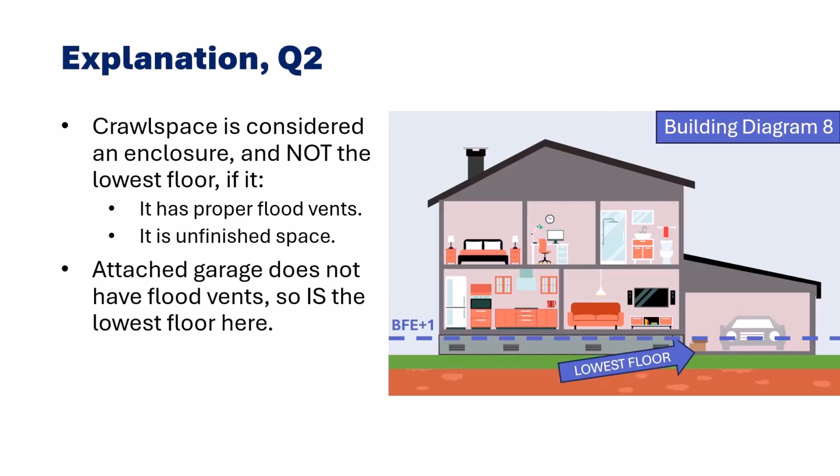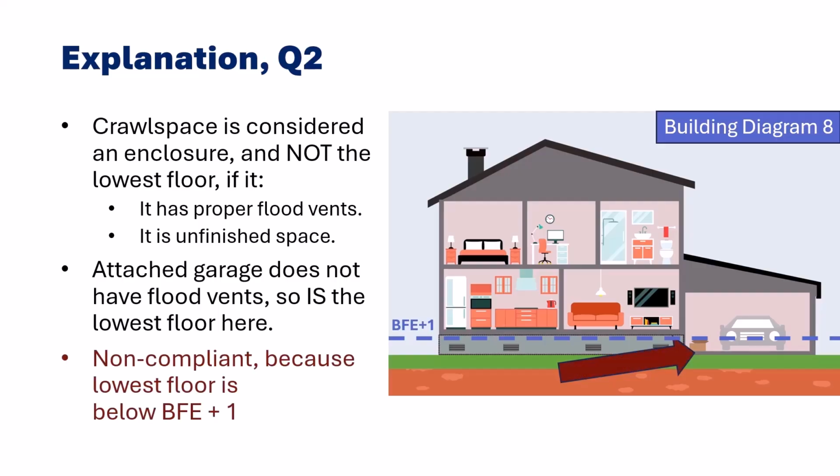This enclosure is not considered the building's lowest floor if it has proper flood vents and is unfinished space. C2D, the floor of the garage, is its own line on the elevation certificate. This floor is below BFE plus 1, is used only for parking and storage, however, it's not properly vented. So in that case, it is the building's lowest floor. This results in a non-compliant building because the lowest floor is below BFE plus 1. A fix in this case would be to mitigate the attached garage by including sufficient flood vents.